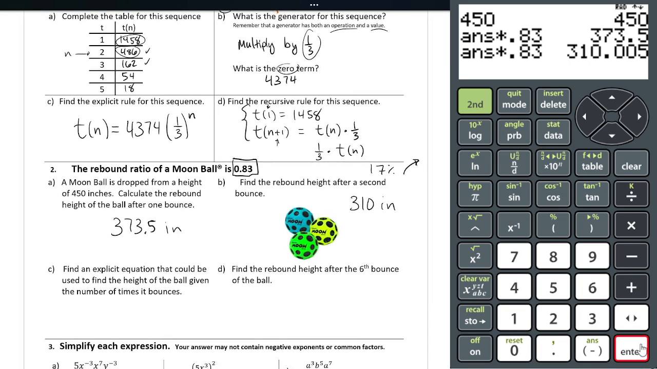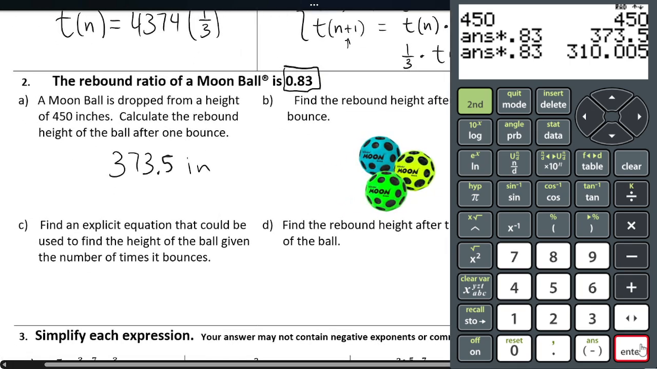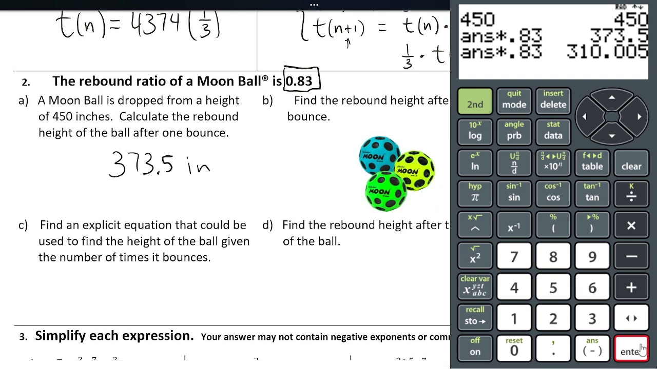Next, find an explicit equation that could be used to find the height of the ball given the number of times it bounces. So the number of times it bounces, I would say, is n, right? This is where it's at 0 bounces. This is at one bounce, n is one bounce. And over here, n was 2 bounces.